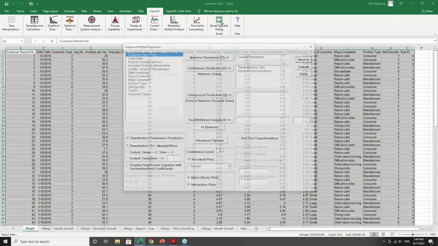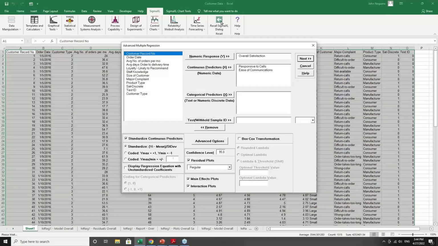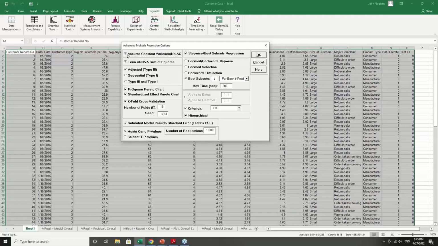Then if you want, and by the way, this would only be done on the final model, because when you take terms in and out, often these statistics can change. So under advanced options, you have the ability to uncheck assume constant variance. And in the case of autocorrelation, it will use what is called a Newey-West robust standard error. Okay, so that basically adjusts for the autocorrelation.